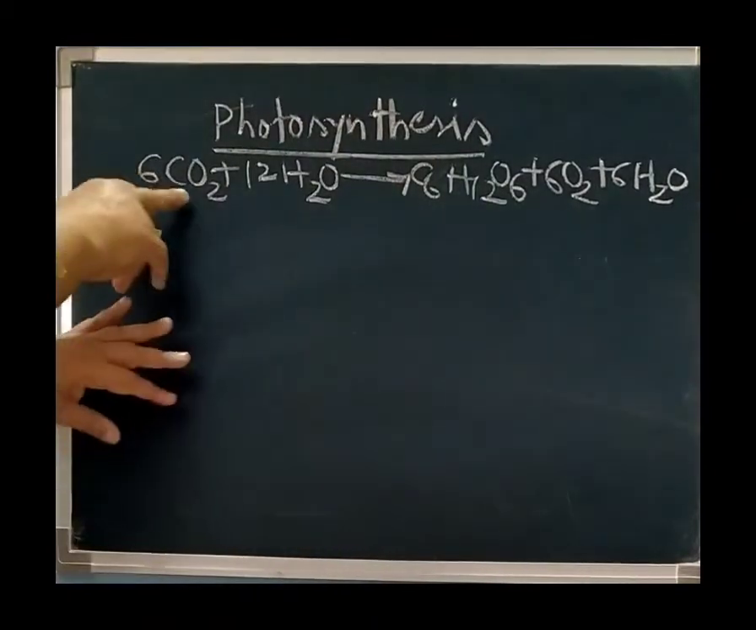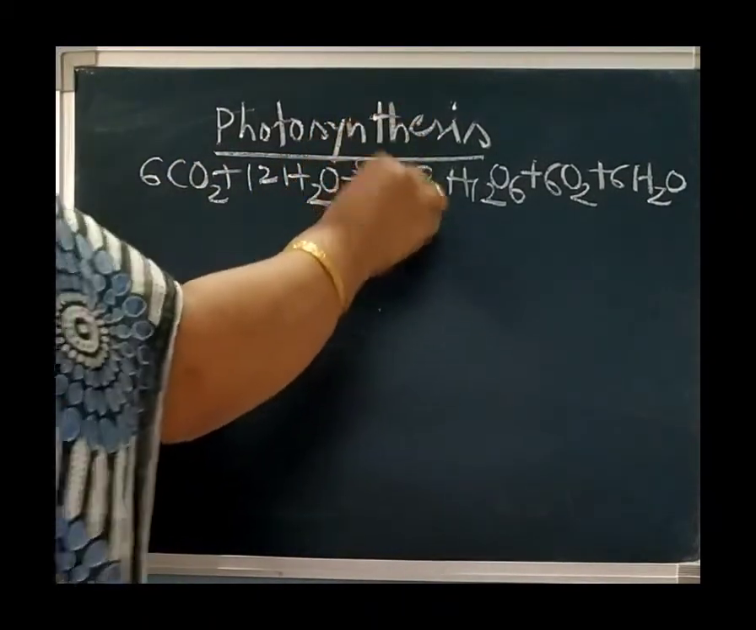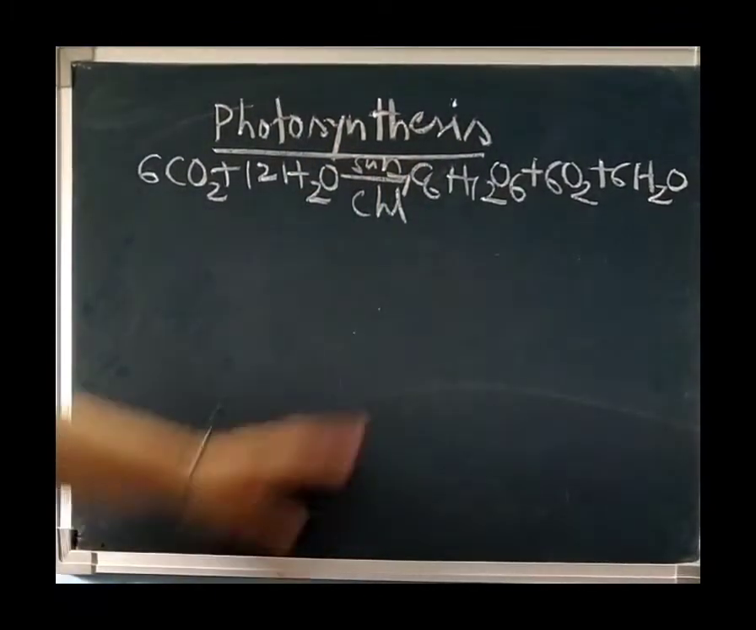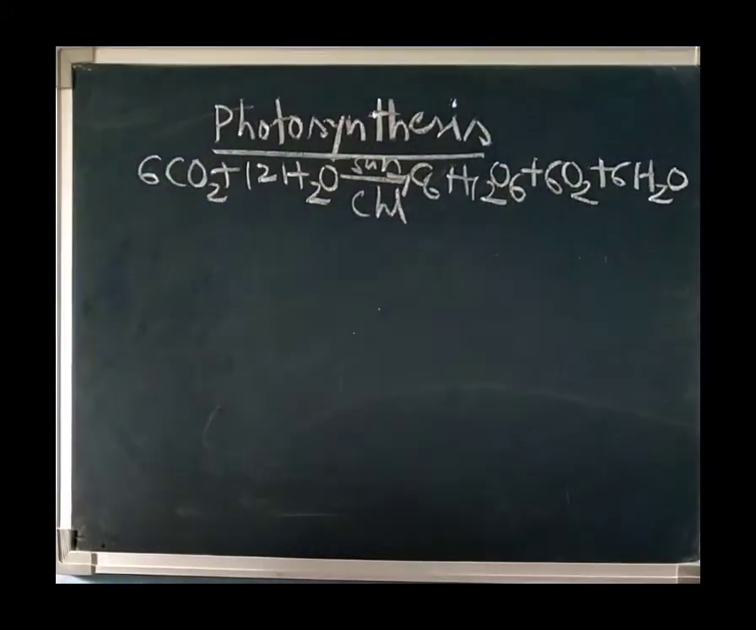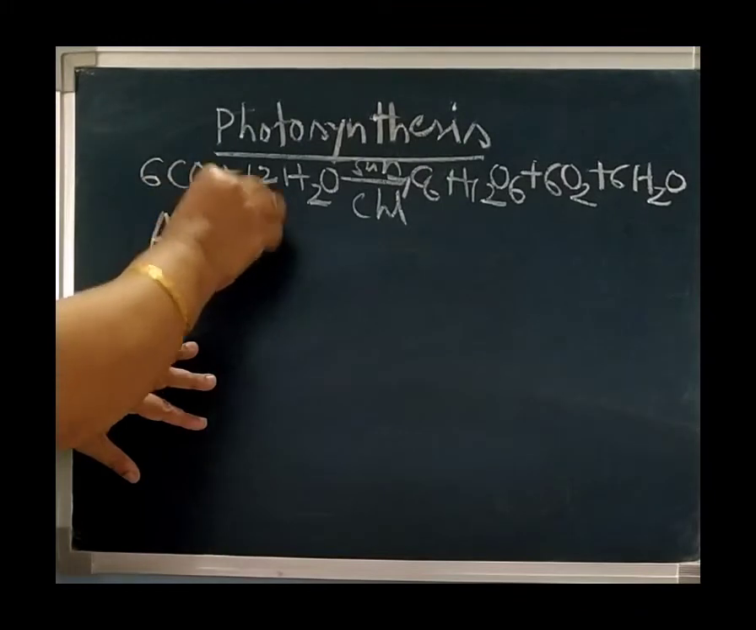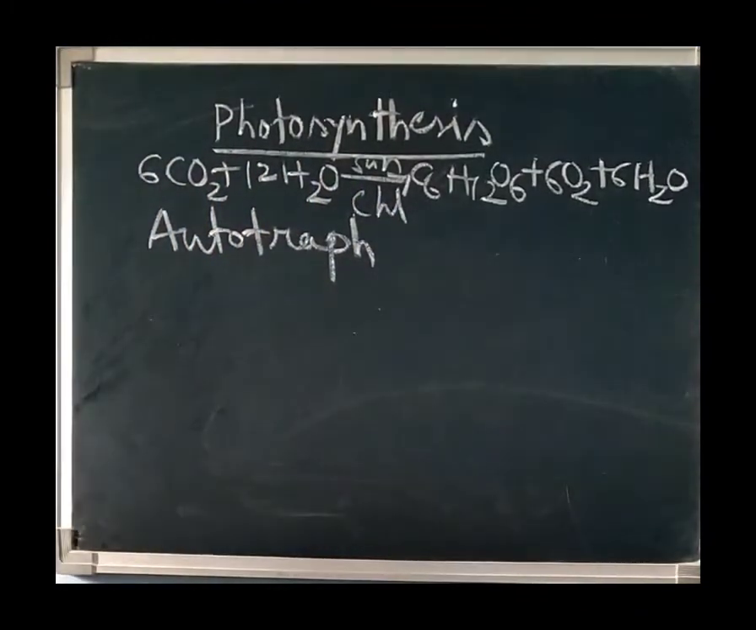So this is 6CO2, 12H2O, and here sunlight is needed and chlorophyll is needed. So with the help of this they make glucose, then again oxygen is released and water is produced. So photosynthesis is a mechanism which is followed in autotrophic nutrition. So who does this photosynthesis? That is autotrophs. Autotrophs are doing this photosynthesis.